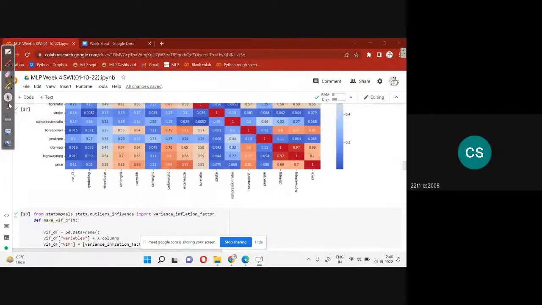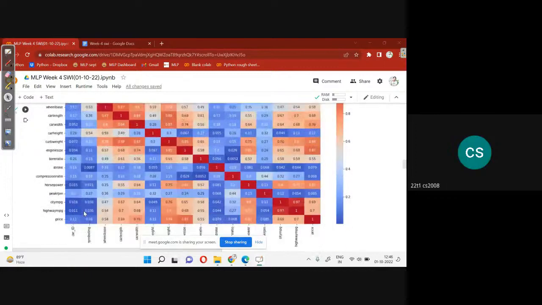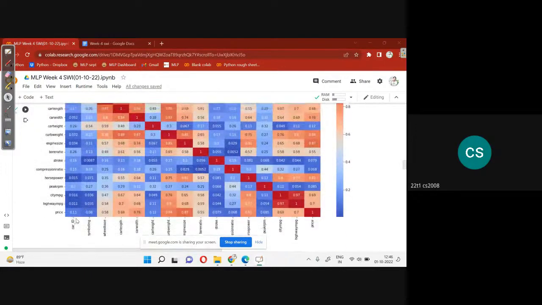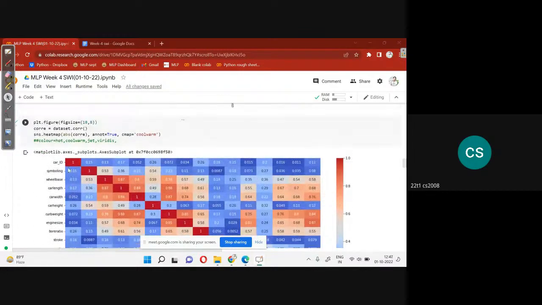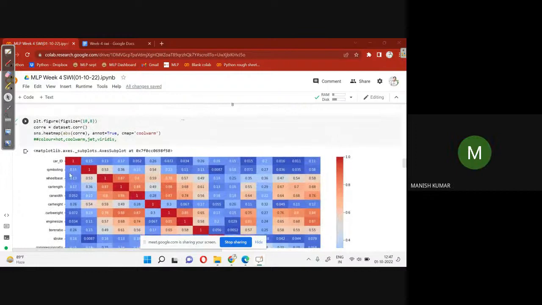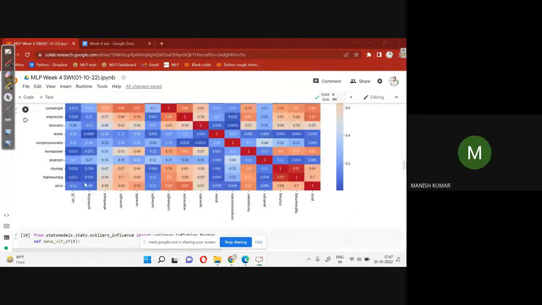Sir, hello. Yeah, please ask. Sir, does it make any sense to get the correlation between car ID and price? No. Car ID is a completely unique value. So it's just an index, so it doesn't make any sense. Okay, it's just to avoid. Yeah. So we can avoid it, right? Yeah, completely avoid it.